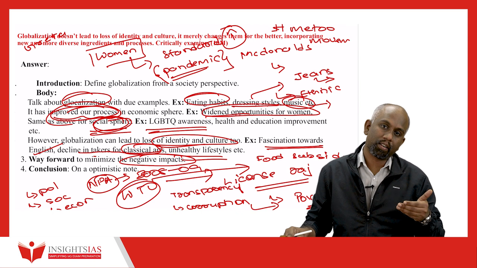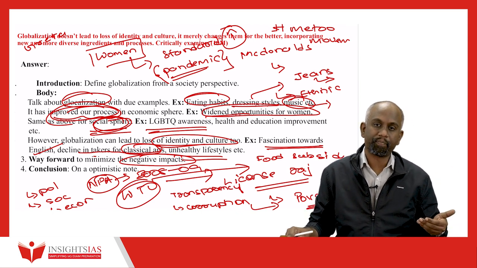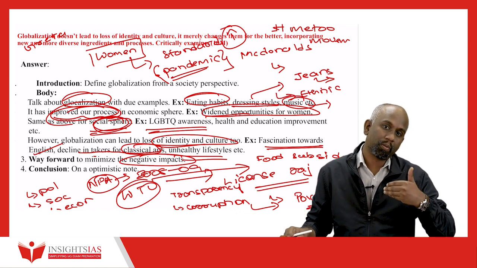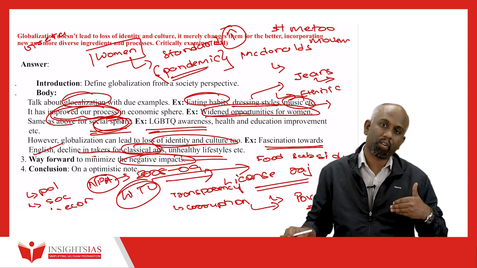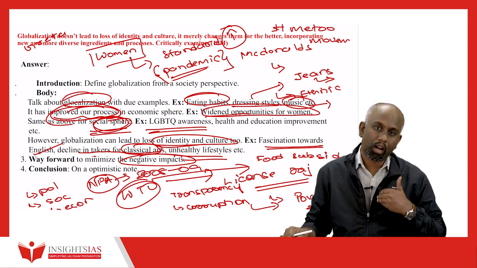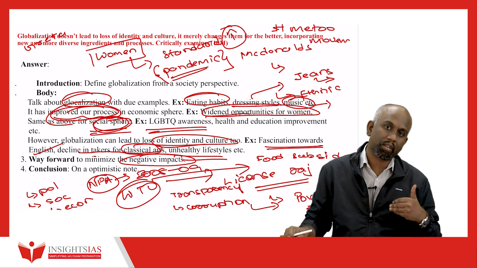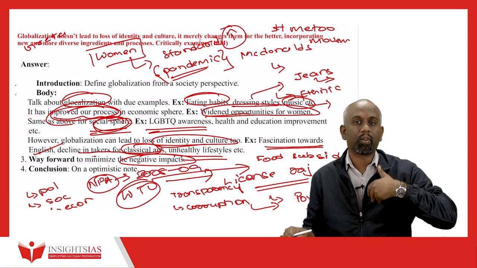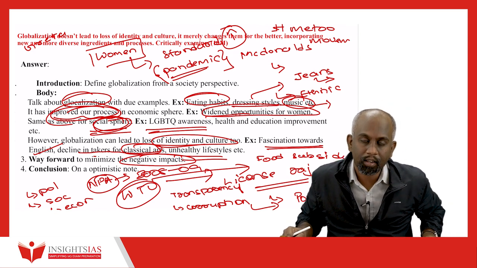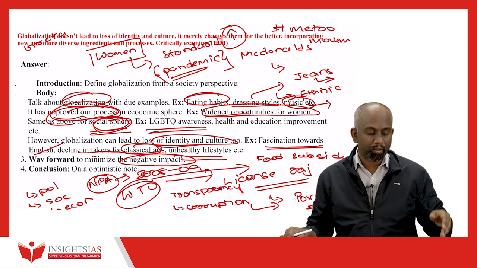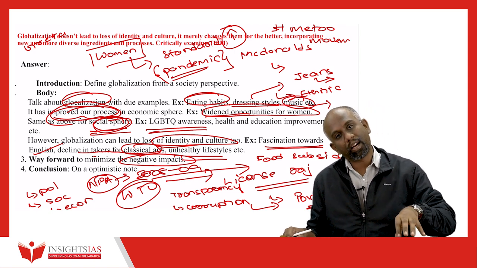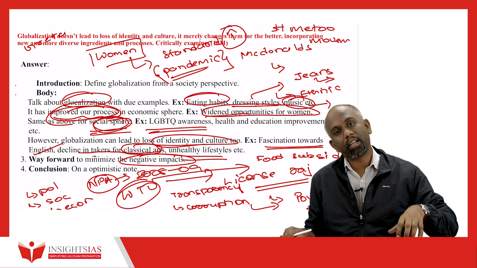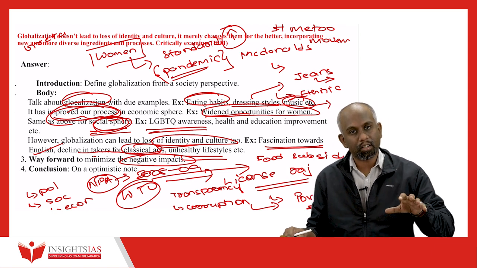Make sure that the process that we have is flexible enough. Fascination towards English is increasing because we have not increased opportunities for our students in regional languages. And this is something that we are trying to correct through our National Education Policy 2020. So when you're giving a way forward, you're also highlighting some of the steps taken by the government. This is what is required.